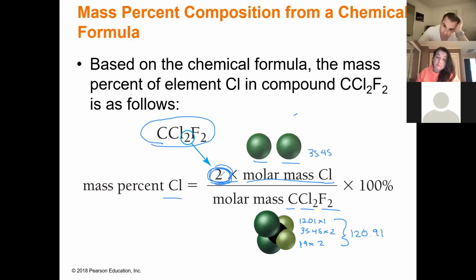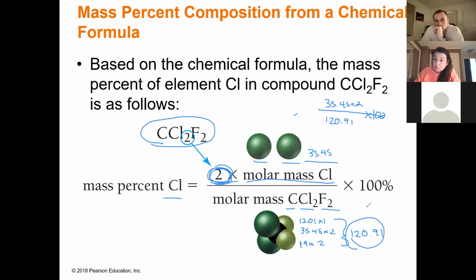Now, the biggest mistake I see with this is that people don't multiply it by the subscript. They don't multiply it by the 2. They'll just put the 35.45. Do not do that. That will not work out. So we want to take our 35.45 and multiply it by 2, divide it by the total, which is 120.91. And then at the end of the day, we multiply it by 100.